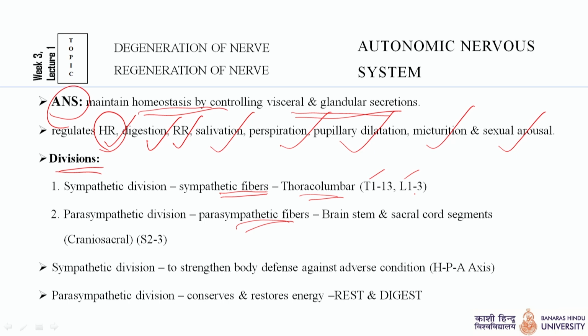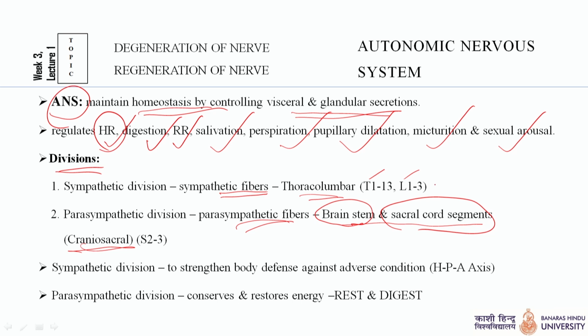Now let us come to the parasympathetic division, which is innervated through the parasympathetic fibers and originates from the brainstem and the sacral cord segments. That is why it is called craniosacral origin. Craniosacral means the brainstem is the cranial part and the sacral part means the sacral vertebrae S2 and S3, which are involved in the origin of the fibers of the parasympathetic division.